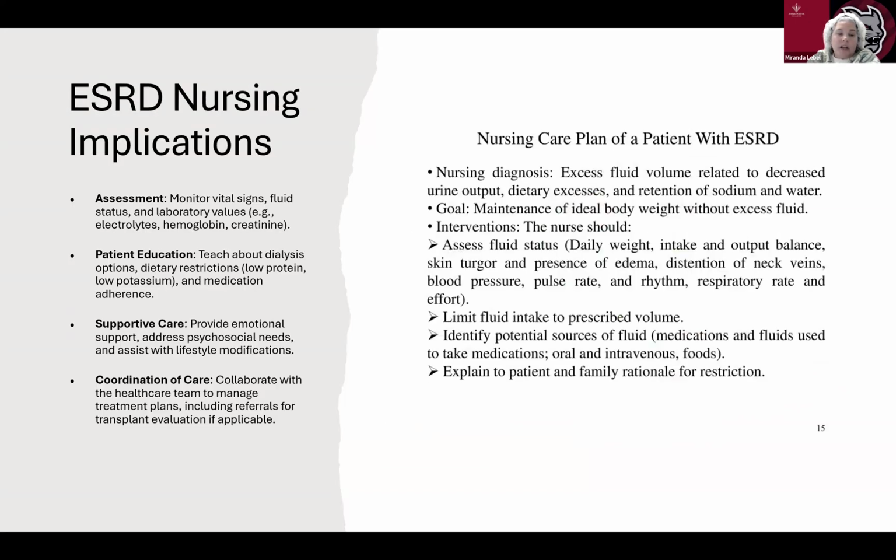Our nursing implications: we're going to monitor vital signs, fluid status, and lab values. We're going to teach about dialysis options, dietary restrictions, and medication adherence, provide emotional support, and then coordinate care. And here is a little bit of a nursing care plan for patients with end-stage renal disease.